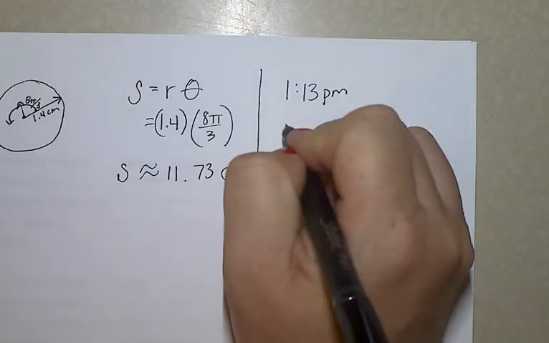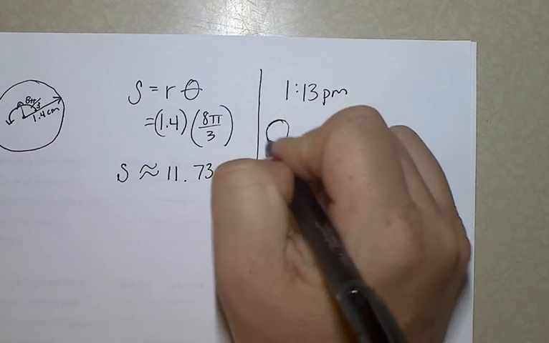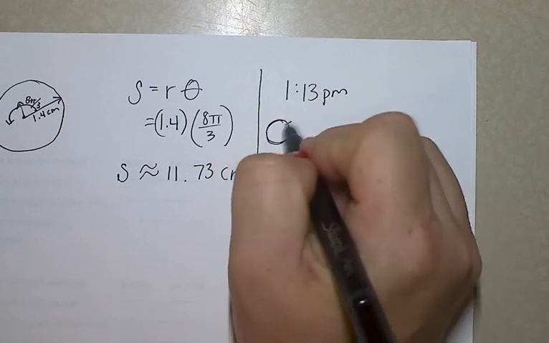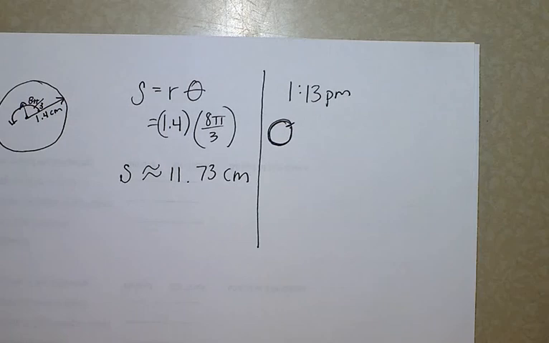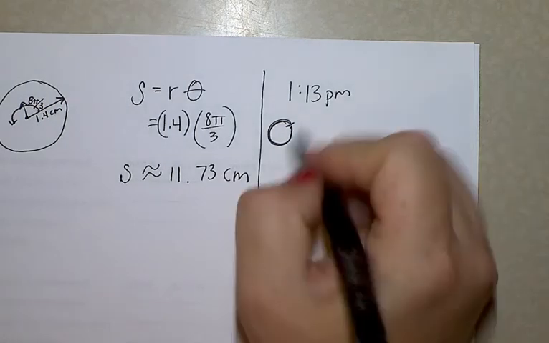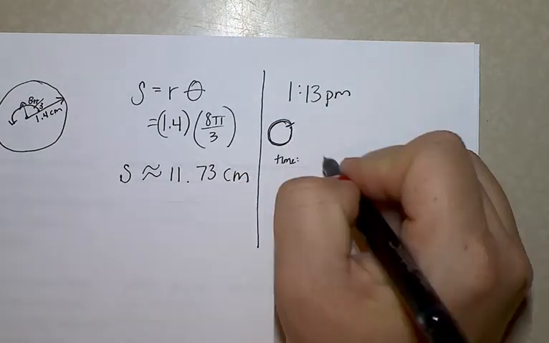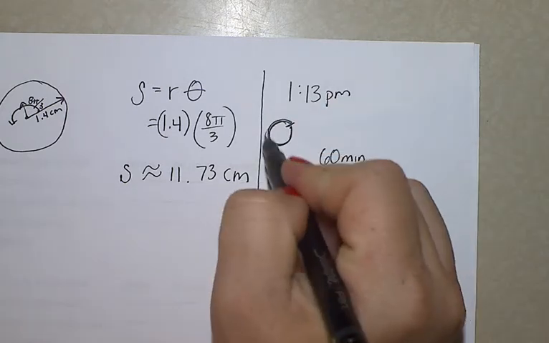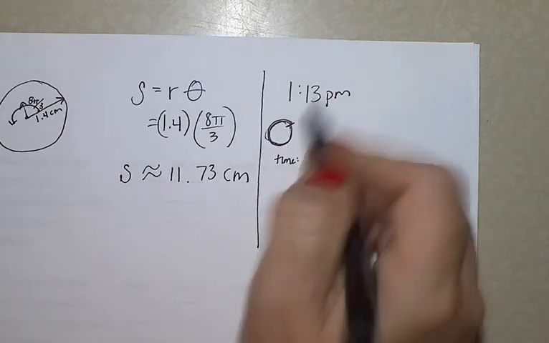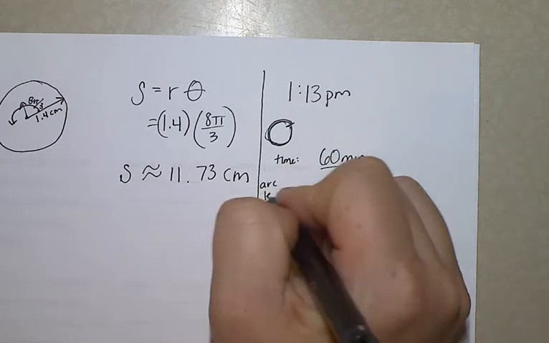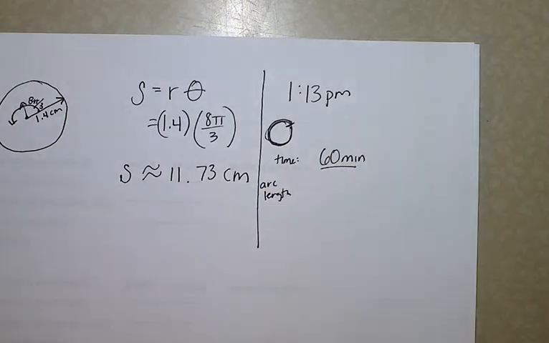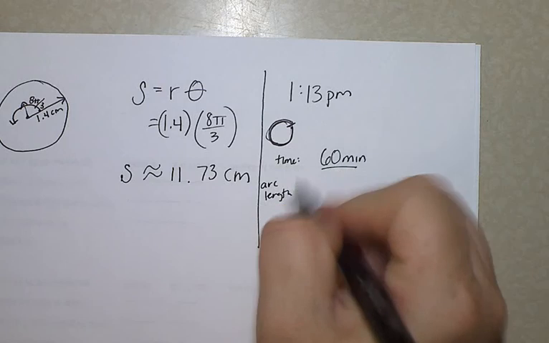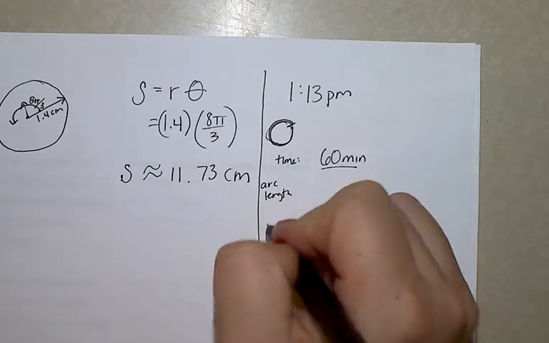I have a really small little circle here. This represents my watch, okay? If I start here and I go one time around, how many minutes have I just gone? Okay, so I'm going to write time 60 minutes. Now, on the length on the outside, we now refer to that as the arc length. The arc length of this particular clock would be r times theta.